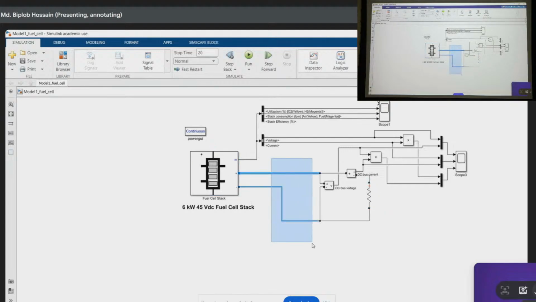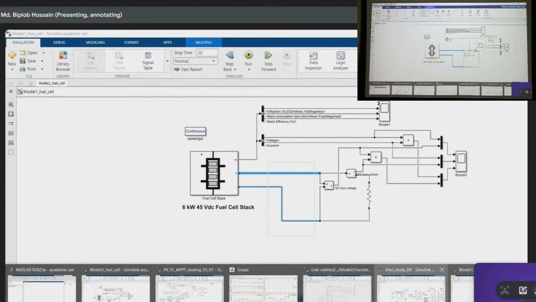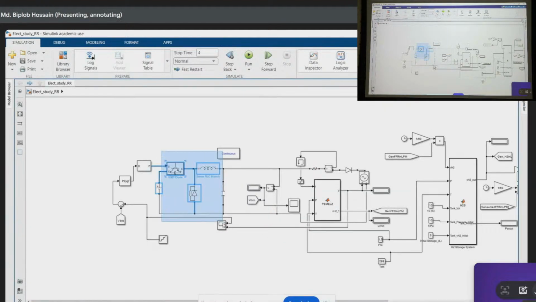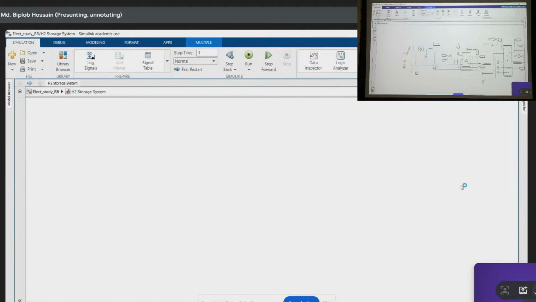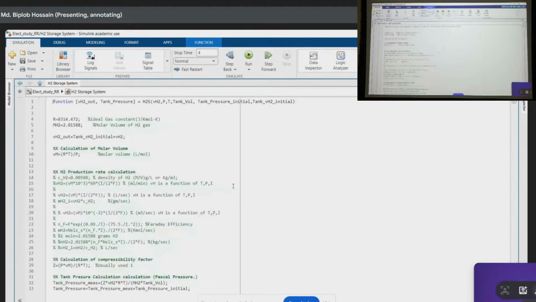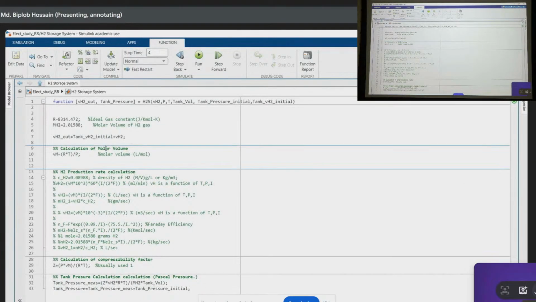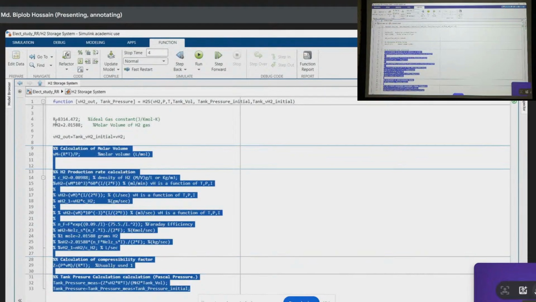Here we are not using any converter like DC-DC buck, boost, any kind of power electronic interface. But if we want, you can use it like this way. Here it is a boost converter. And this is another model. Here we can see this is the hydrogen tank model. I'm showing you the same way using mathematical functions. That means mathematical scripting, we are developing the tank pressures.